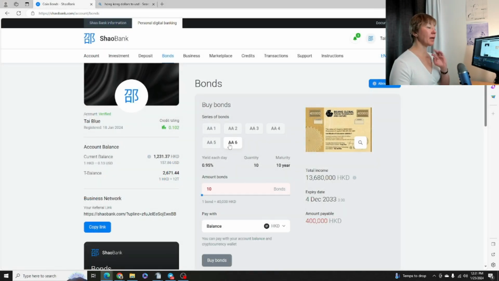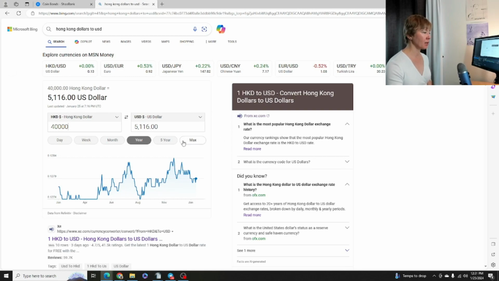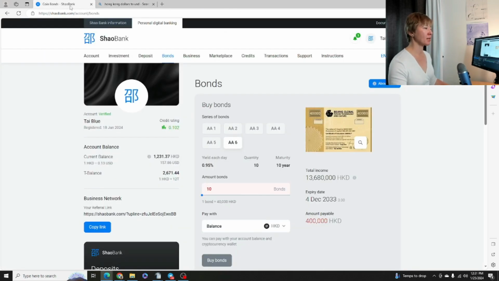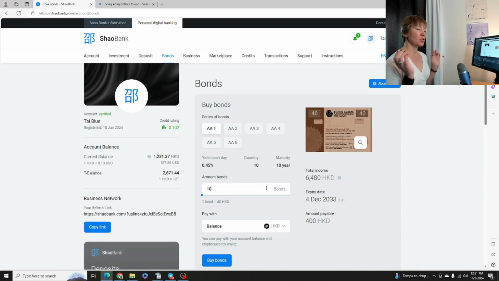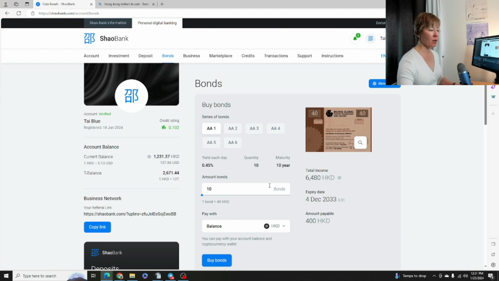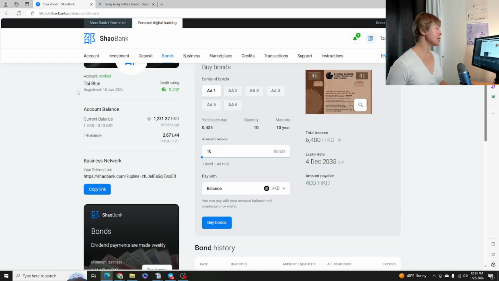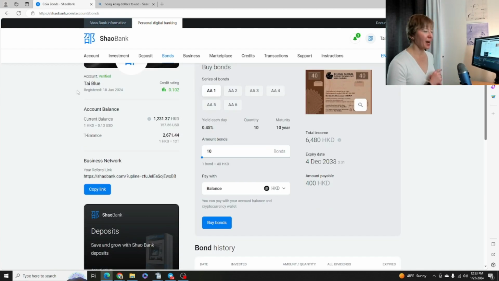I picked the AA series, so the minimum here will be 40,000 Hong Kong dollars. That is going to be $5,116 for the AA, the highest bond series here. But if we want to start, the start is about 52 US dollars, which is 400 Hong Kong dollars. Just a reminder again, excuse me if I repeat myself a bit. Then you would go to buy bonds, and now we're going to choose our balance right here.